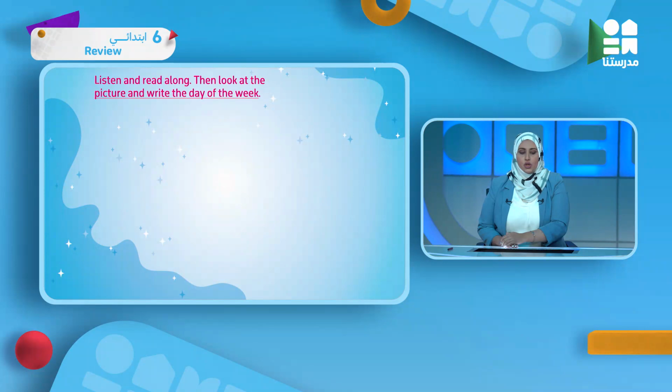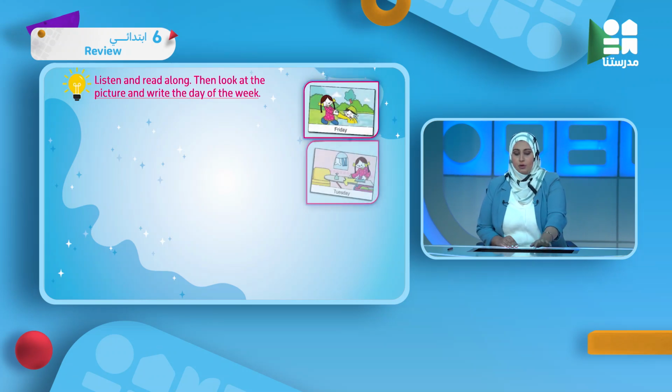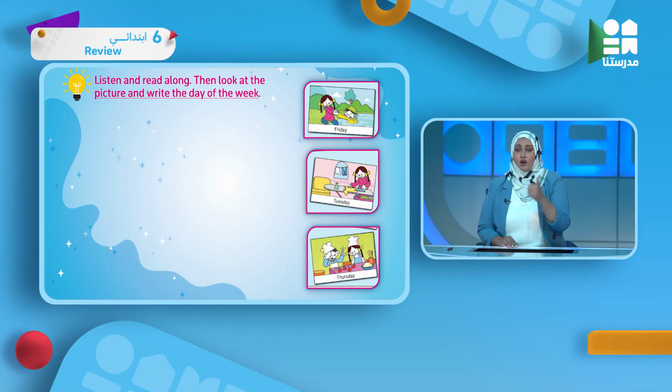Here it says, listen and read along. Then look at the picture and write the day of the week. What does that mean? First, listen means نسمع. Read along, read with what's written. نقرأ معي. Then look at the picture. We're going to have 3 pictures. And then we're going to choose the correct picture. هنختار الصورة اللي ماشية مع الكلام. Let's have a look at the pictures first. So we have Friday, we have Tuesday, and we have Thursday.